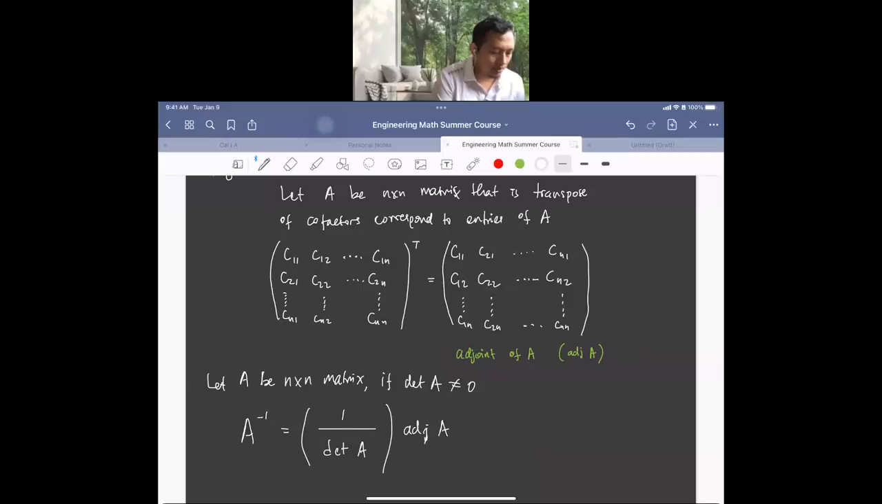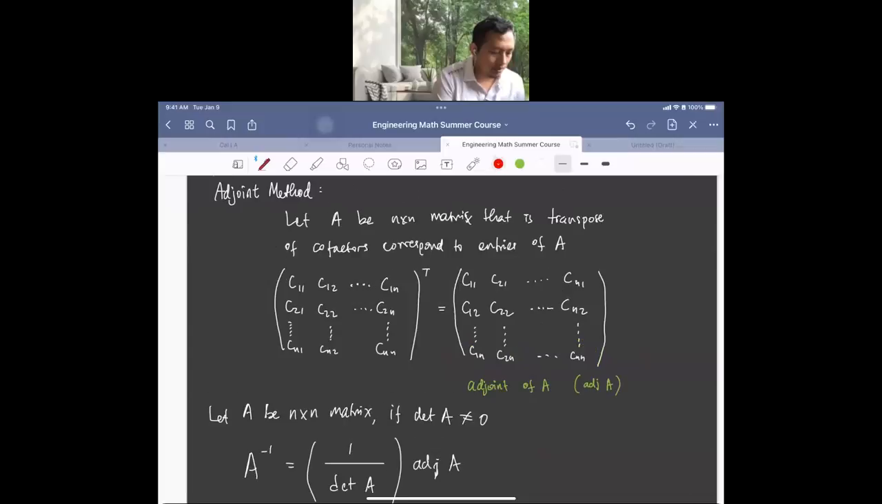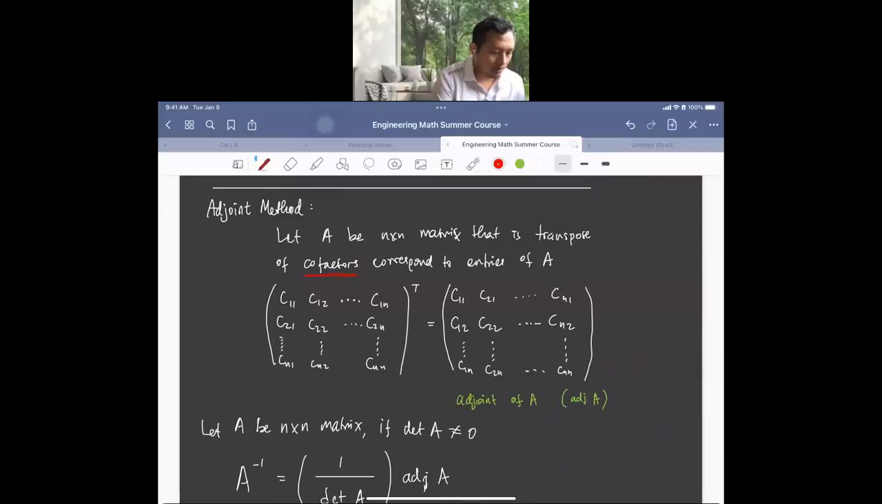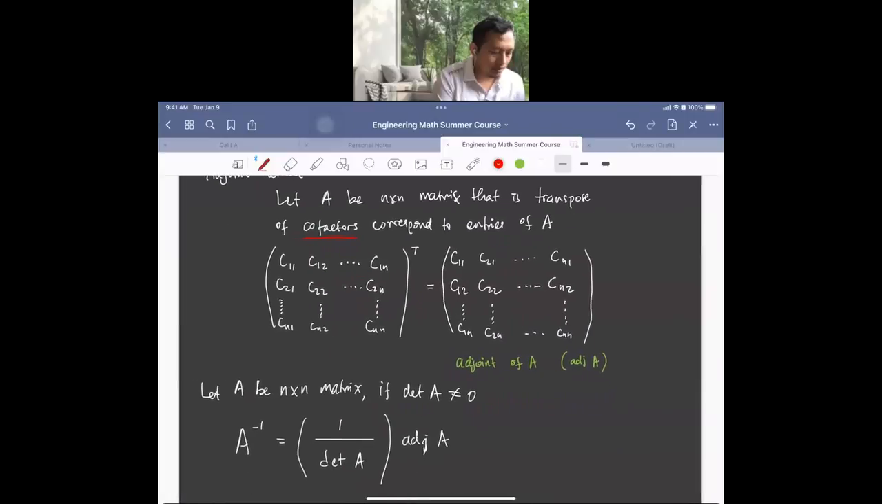Okay, remember that since adjoint has the cofactors, and cofactors means that when you are having your determinants, remember you have plus minus, that is the cofactor signs. Okay? So whenever you have this, you need to add your negative signs later.